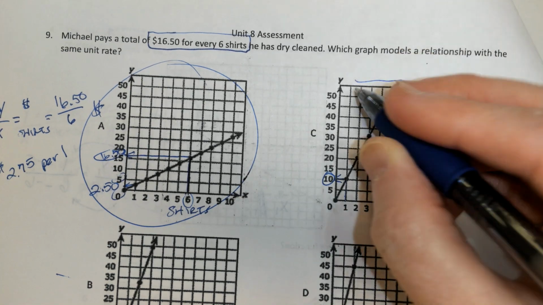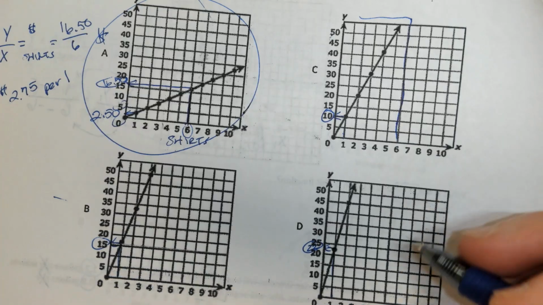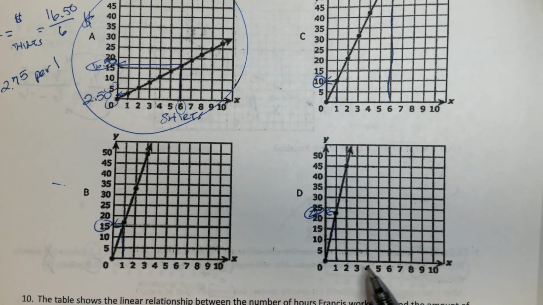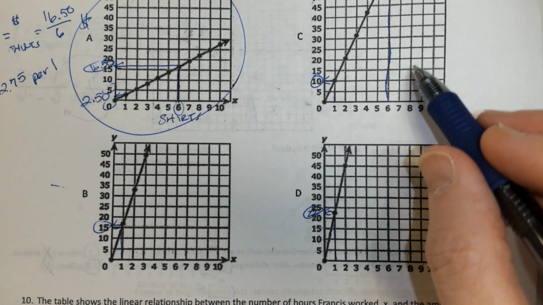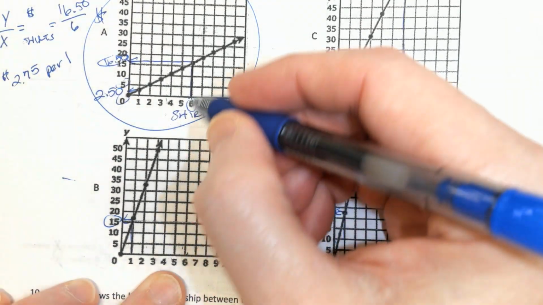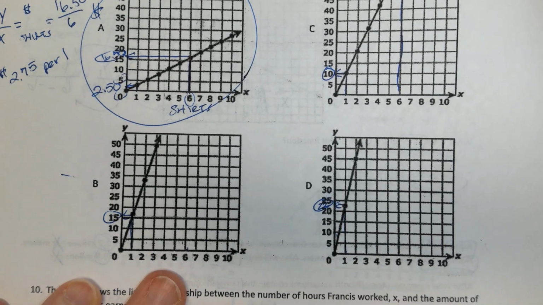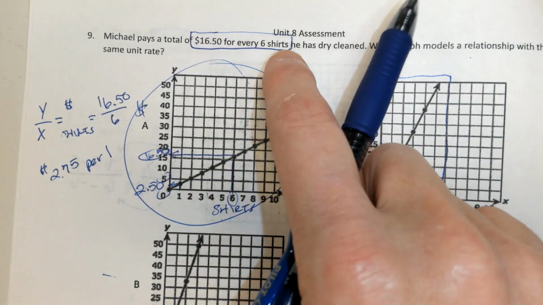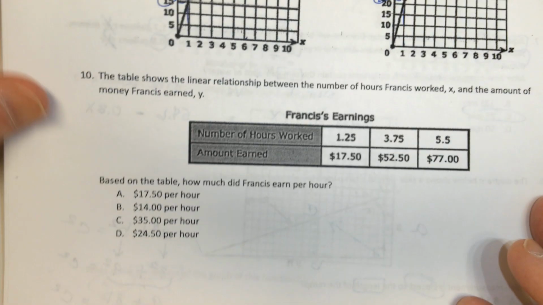This is going to be well over $50. For 6 shirts on this graph, man, you're talking about $200. And for 6 shirts on this graph, again, you're talking well over $100. Not $16.50. There's only one graph that matches this situation. It's even close. Number 10.